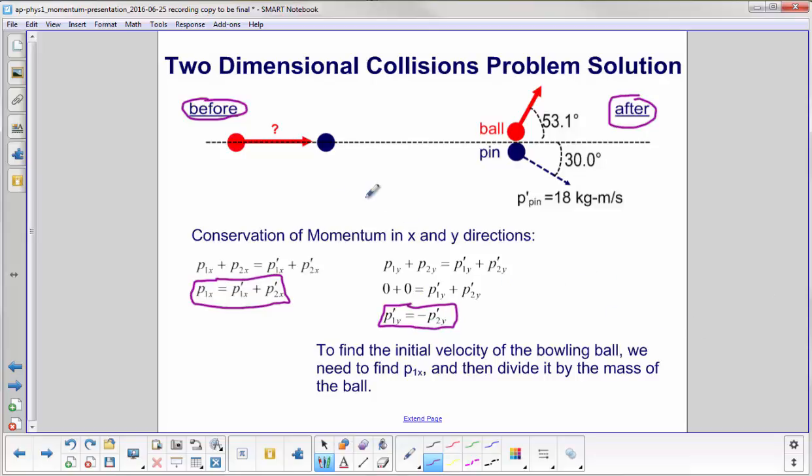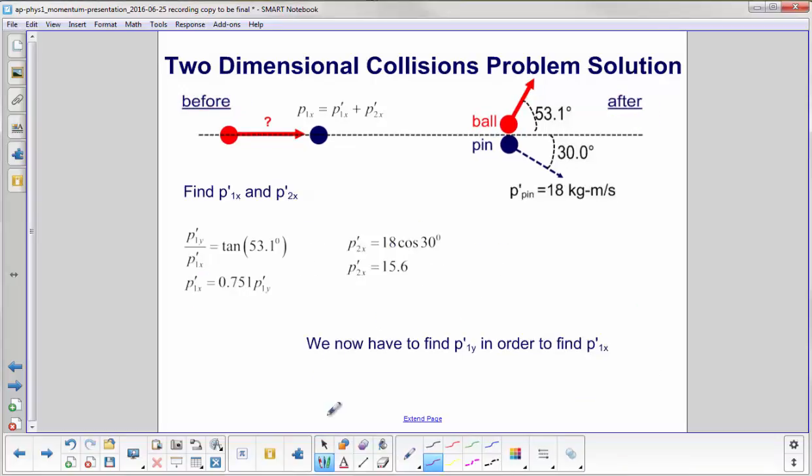Now remember, we have to find the velocity of this ball. So all we have to do, and take a couple more slides, is find the initial momentum of this ball through conservation of momentum, then divide it by the mass of the ball, and we're all done. It's still going to take a little while though. We need to find P1x because once we get that, we can divide that by the mass and find the velocity of the bowling ball.